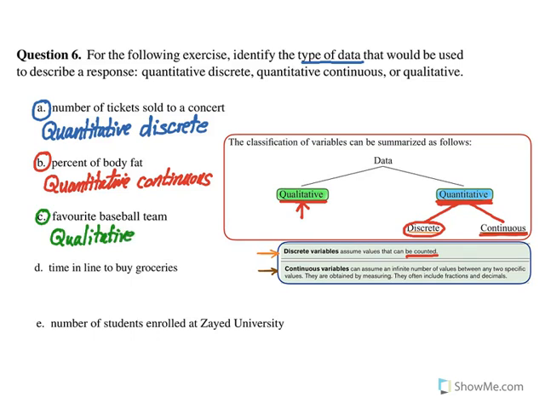Now, the next one is time in line to buy groceries. You stand in line and you wait until you buy. So the time that it takes you is not going to be an exact number like 1 minute or 2 minutes. It could be 1.5 minutes, 1.2 minutes. So because it can be a decimal, definitely it's quantitative. And because it can be a decimal, it will be continuous.